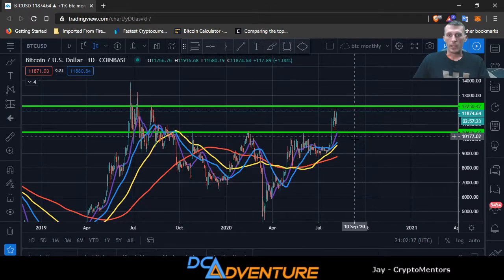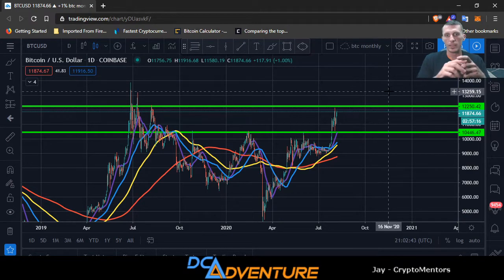So we may get a violent pullback down to the 21 day or the 50 day and reset and then take off again. Just depends, guys. Like I said again, there's not very much resistance holding us down right now, so we shouldn't have any problem getting up through there as long as we can get the volume to come in. So right now is a good time to be holding Bitcoin, that is for sure.